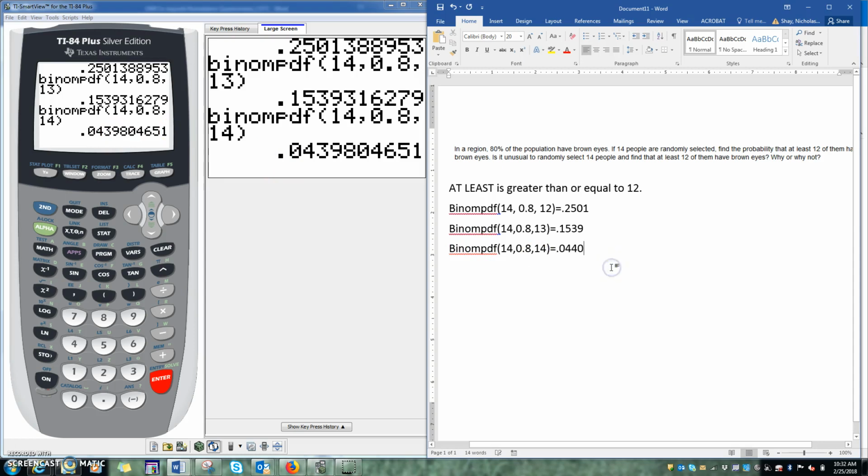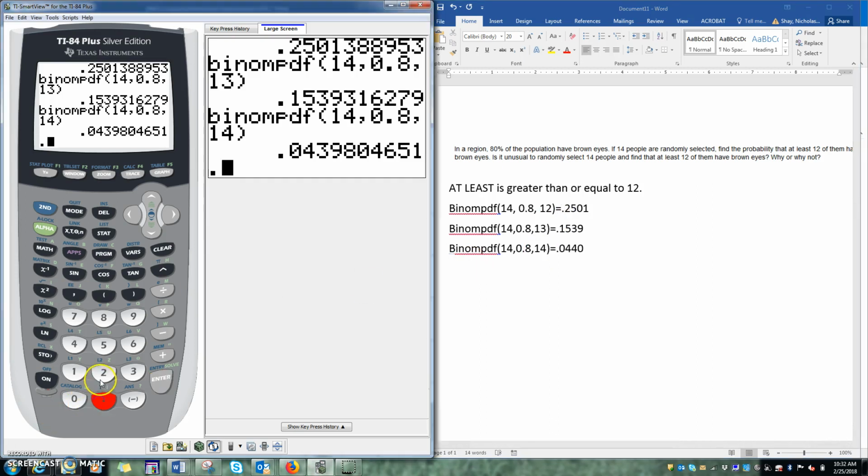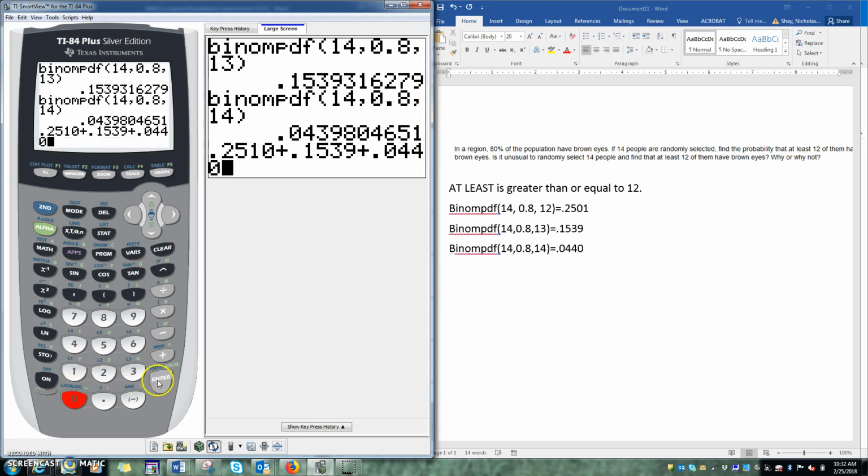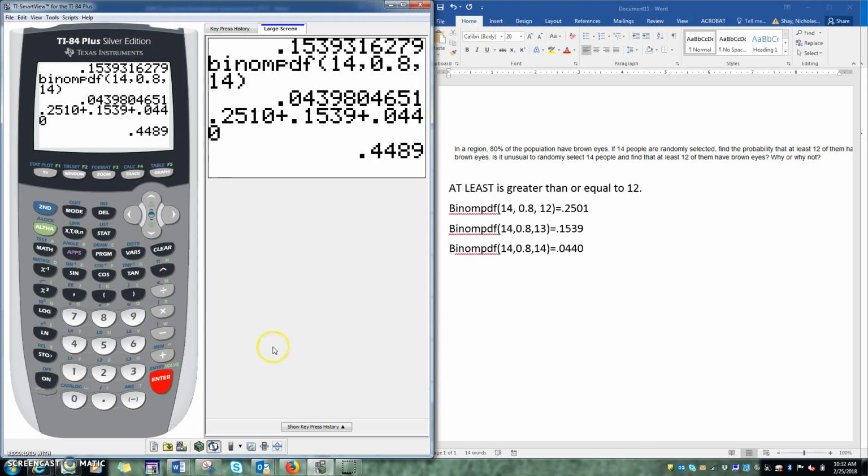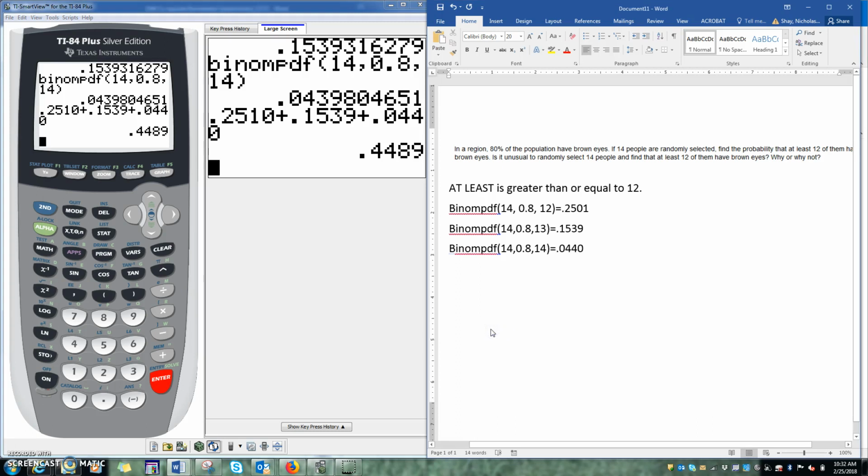Now what you need to do here is find the probability that either 12 or 13 or 14, so we are going to add these up right here. So we're going to add 0.2510 plus 0.1539 plus 0.0440. And 0.4489 would be the probability that we have at least 12 of those people having brown eyes. That is obviously not unusual because that's 44.89%, right?